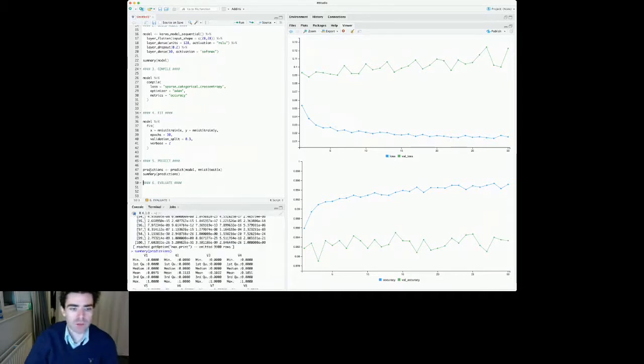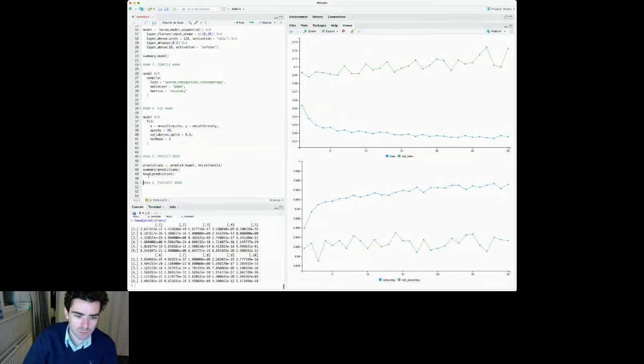Maybe it'd be more useful if we did head actually, just to see, because we don't need these summary statistics. What we need is just some values. Here we have the first few rows, sorry. And these are our predictions using the test data. So we've built a model, and now we've tested it, and these are our predictions from that test data.